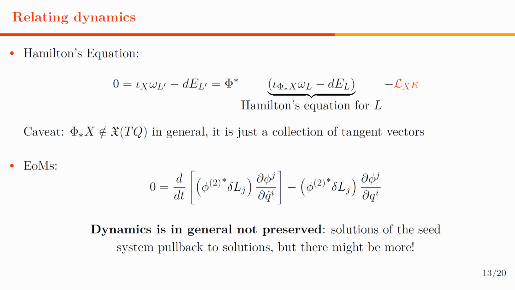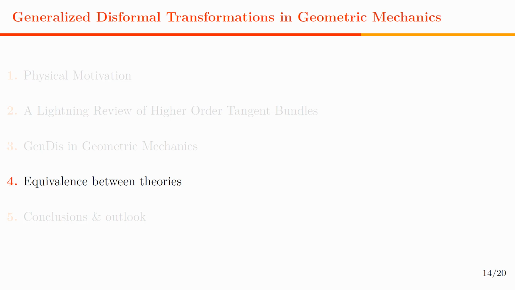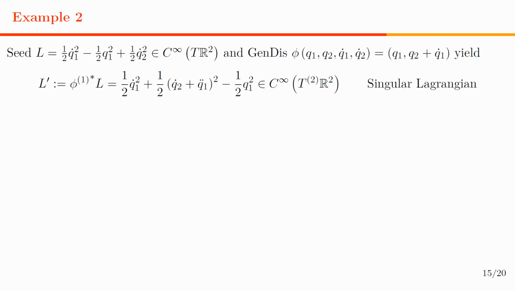Now, in the introduction, I told you that one of the purposes of our study is understanding whether we can classify equivalent theories to concentrate on the simpler representative of an equivalent class. And we start again with an example, same seed as before, but we consider this disformal. And we obtain a Lagrangian L prime, which is again second order, but it's a singular Lagrangian. And it's a very simple Lagrangian.